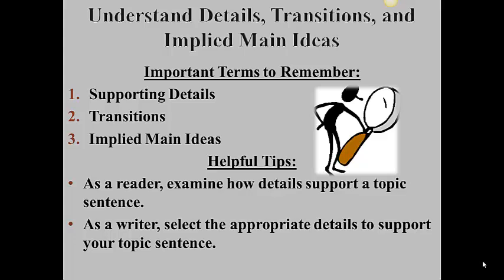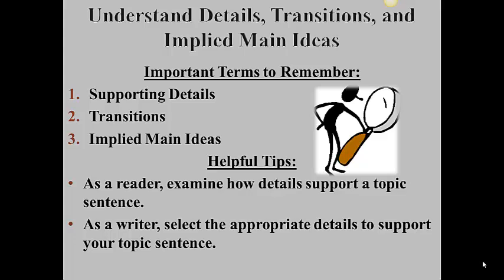Transitions are linking words and phrases that connect the details and pull the paragraph together. Whereas implied main ideas are thoughts suggested but not directly stated in a topic sentence. As a reader, your task is to examine how details support and explain a topic sentence. You can use transitions to guide you through a paragraph and help you recognize when a writer is moving from one important detail to the next.